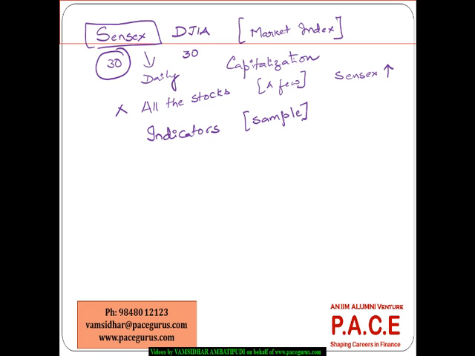A sample is a subset of a population. By doing some kind of analysis on the sample, we are estimating the behavior of the population. By doing some kind of calculations on the sample, we are estimating the behavior of the entire population. So that is what the concept of sampling is all about.